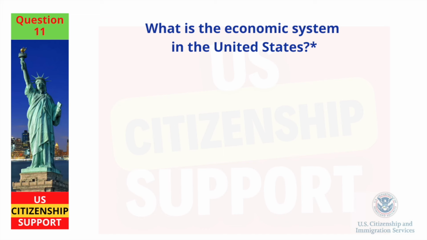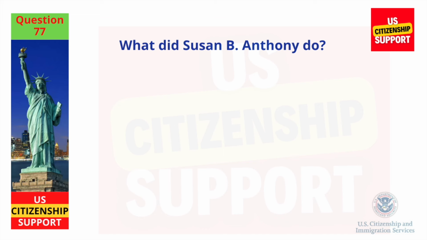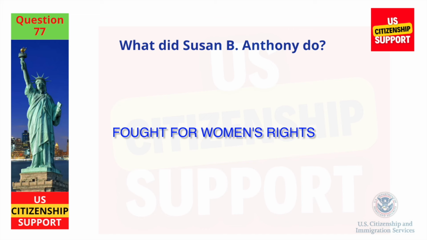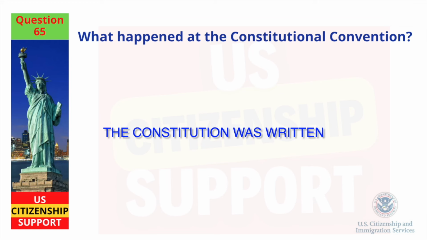What is the economic system in the United States? Capitalist economy. The Federalist Papers supported the passage of the U.S. Constitution. Name one of the writers. James Madison. What did Susan B. Anthony do? Fought for women's rights. What happened at the Constitutional Convention? The Constitution was written.